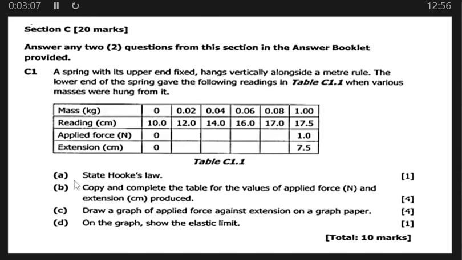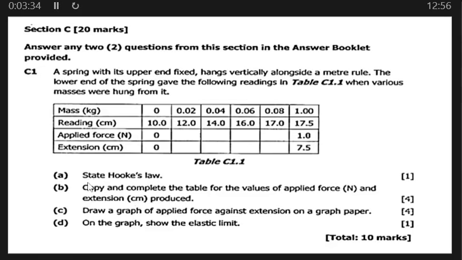A says state Hooke's law. Then B says copy and complete the table for the values of applied force in newtons and extension in centimeters produced. Then C, draw a graph of applied force against extension on a graph paper. Then D, on the graph paper show the elastic limit. So let's start with A.